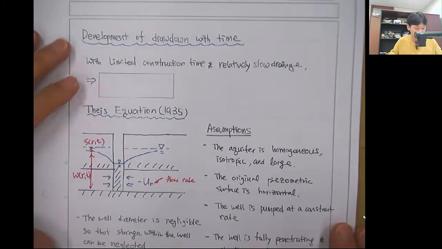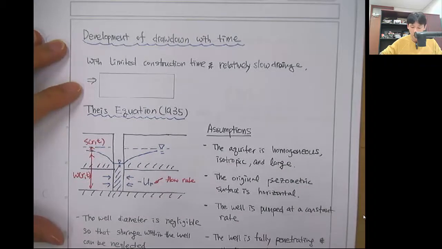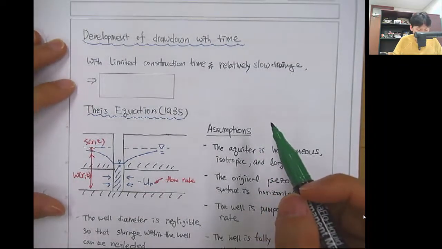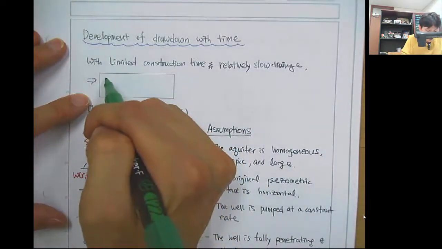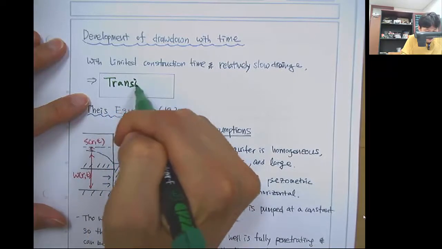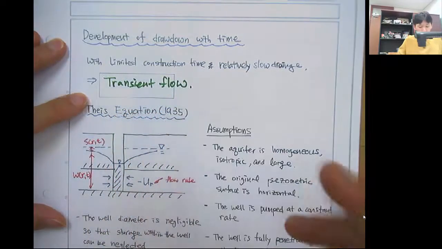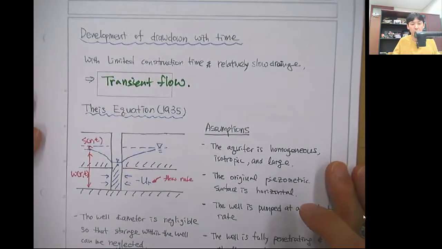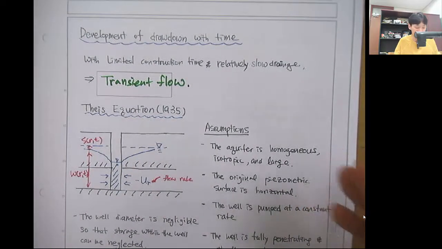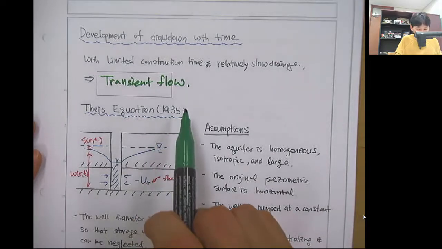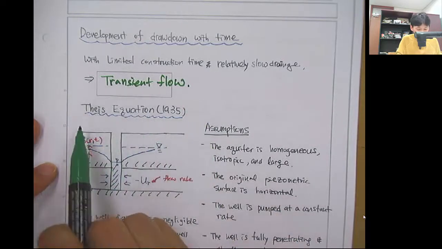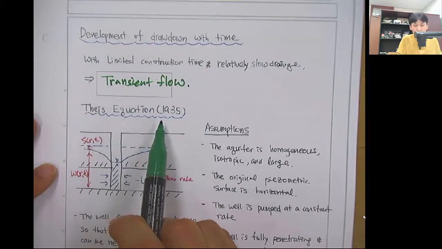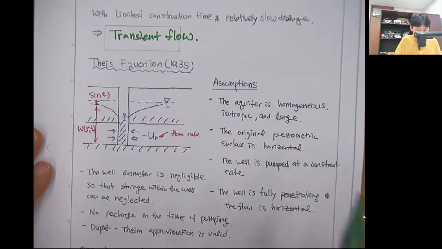So the first, development of drawdown with time. So when the time is limited, and relatively the drainage is very slow, then it becomes the transient flow. So for example, like 1 year later, where the water table will be located. And to analyze and to predict this water table location or drawdown curve, we used this equation, which is developed in 1935.